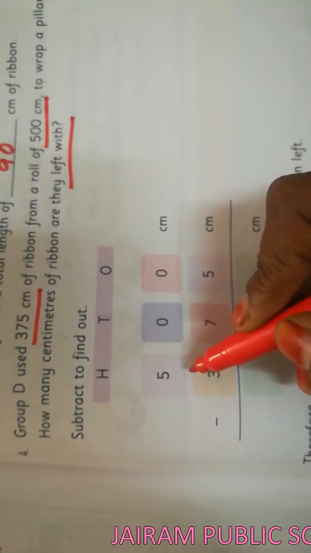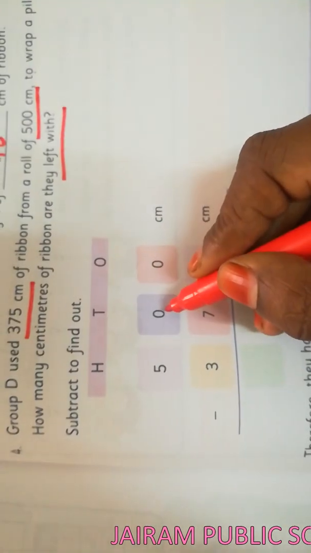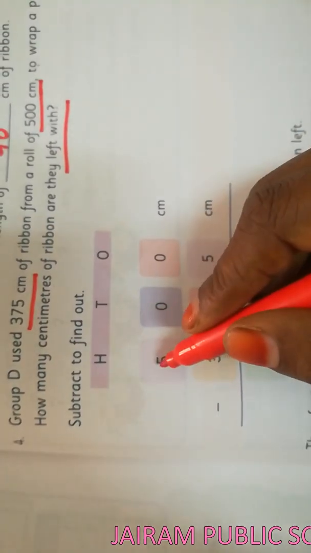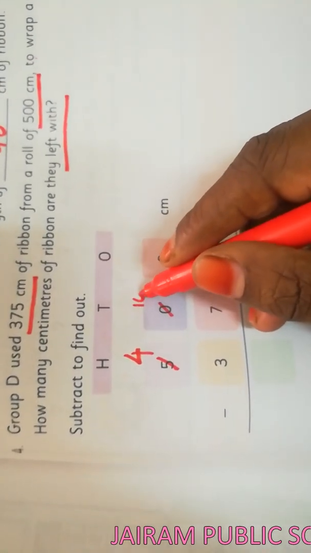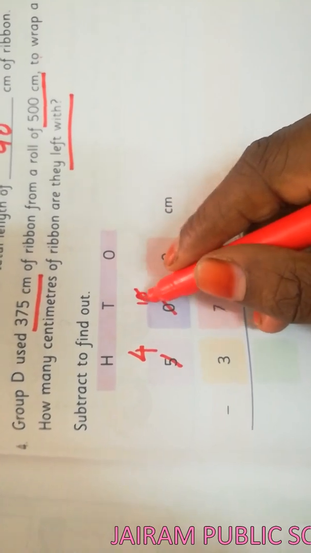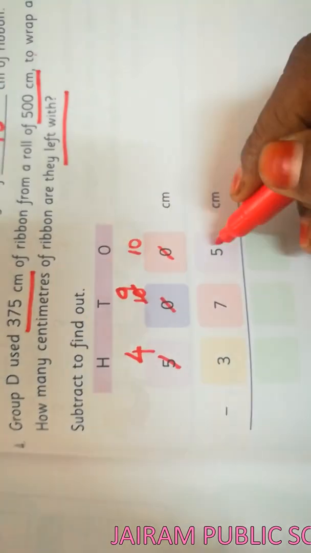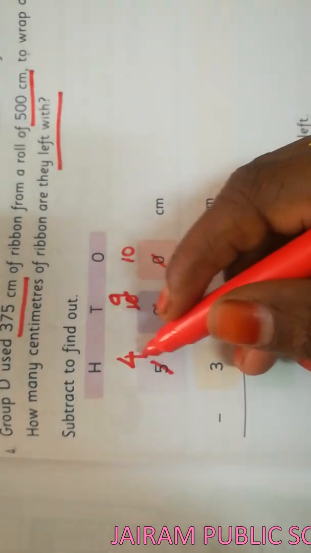For that we have to borrow, because 0 minus 5 is not possible. So we will move on to the 10's place. Here also it is 0, so we cannot take from it. So we will move on to the 100's place. It will be changed to 4. Then 0 will be changed to 10. For that 10 we have to take 1 from the 10's place. It will be changed to 10. So 10 minus 5 will be 5. 9 minus 7 will be 2. 4 minus 3 will be 1. So after wrapping, the ribbon left is 125 centimeter.